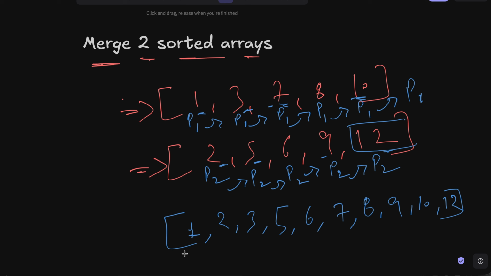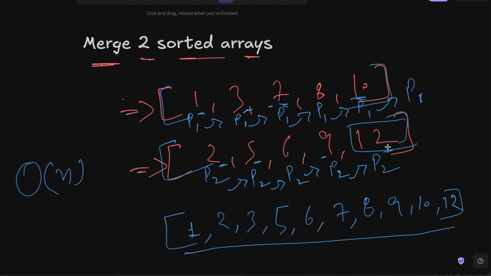So here you can see that we were able to merge the two arrays into a new sorted array with the help of the two-pointer approach. And the time complexity here is order of n. N is basically the length of this array and the length of this array combined, because we have two pointers going through each and every element of the two arrays. So that's why n is basically the combined length of both the arrays.